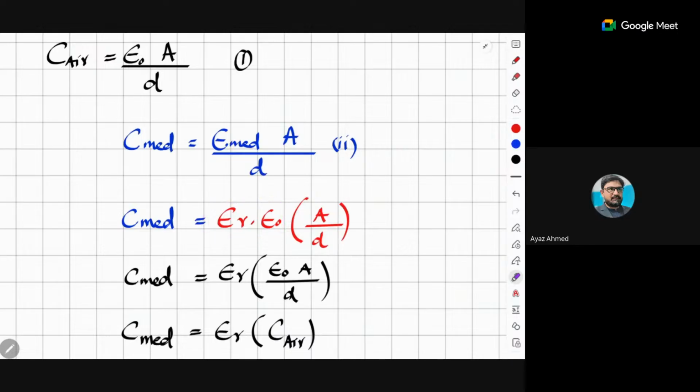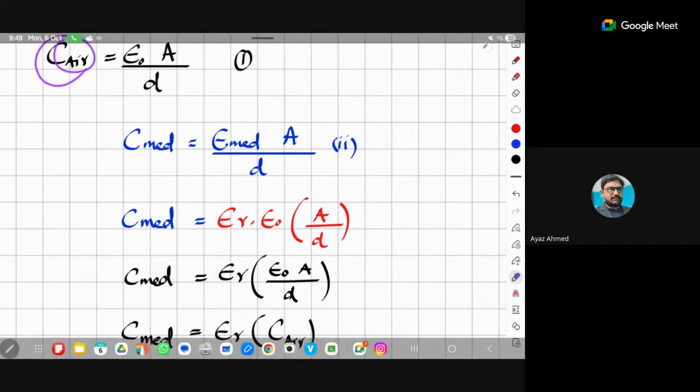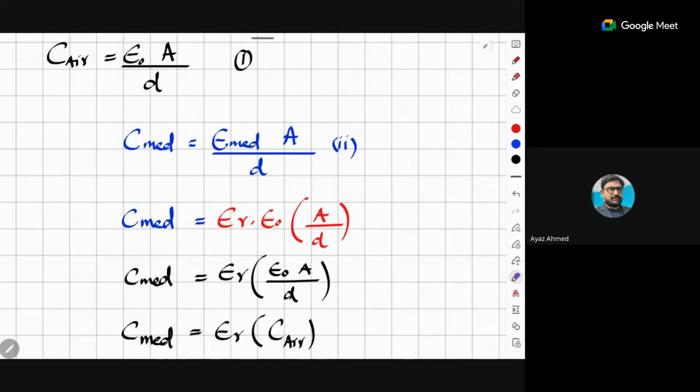Epsilon r into epsilon naught. So if I just rearrange this all, epsilon r can be taken out. This epsilon naught A divided by D, isn't it equal to the capacitance due to air, or capacitance in the presence of air? Is it not?